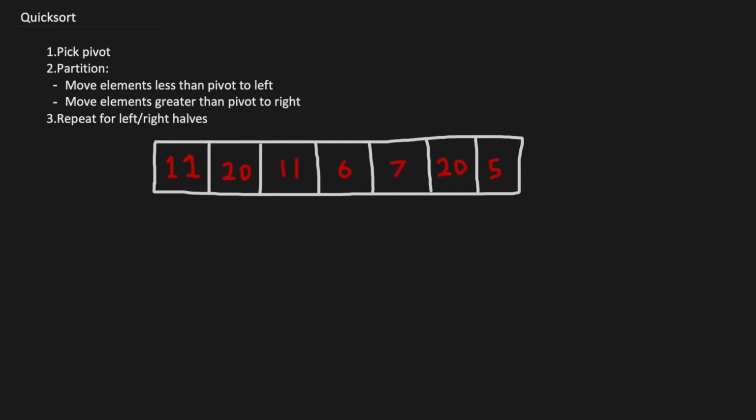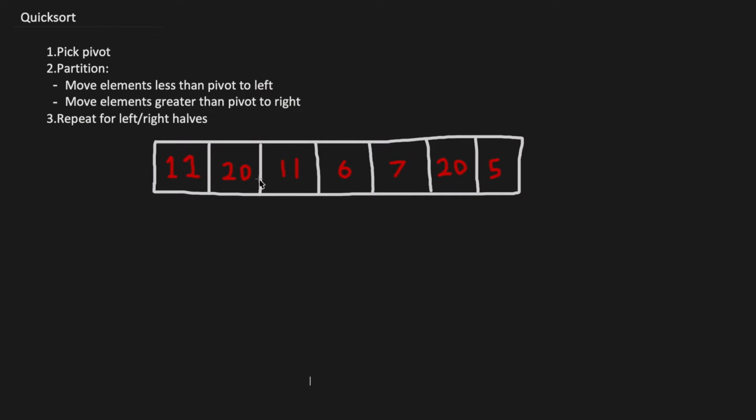So a third sorting algorithm that I'm going to go over is quicksort. For quicksort, first you want to pick a pivot value, and there are multiple ways you can do this. Then after you pick a pivot, you want to partition the array by moving elements less than the pivot to the left side of the array and moving elements greater than the pivot to the right. And then after you partition the array, you want to repeat this quicksort algorithm for the left and right halves.